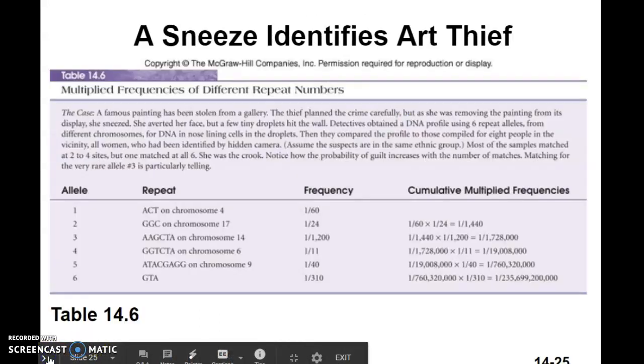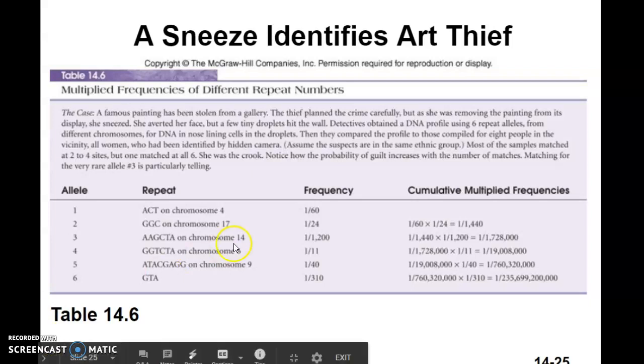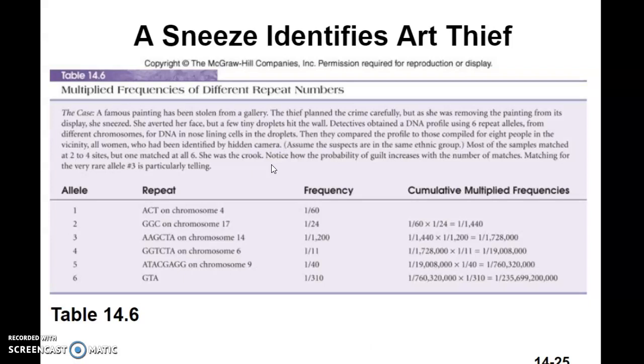So let's just look at a little criminal case on how a sneeze identified an art thief. So basically, this thief stole a painting. As she was removing the painting from the wall, she sneezed on the wall. So they actually got her DNA from her sneeze juice. They found immediately that this person did not have a Y chromosome, so they knew it was female. They figured out there were only 8 women in this area, so they were able to get DNA samples from those 8 women and compare it to the sneeze droplets on the wall.